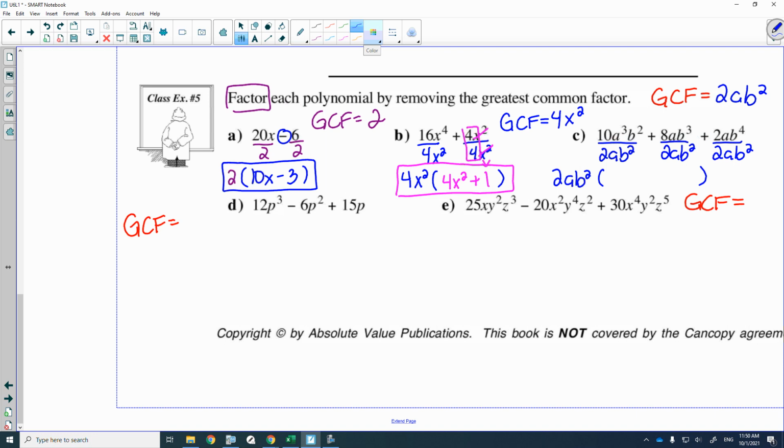GCF for D. So find the GCF for that one. Oliver, what are you getting? What's the GCF for this one for D? Okay, just find the GCFs for now. Don't factor. Find the GCF of this one. Yes. 3P is correct.